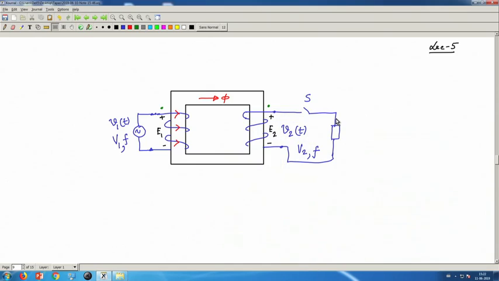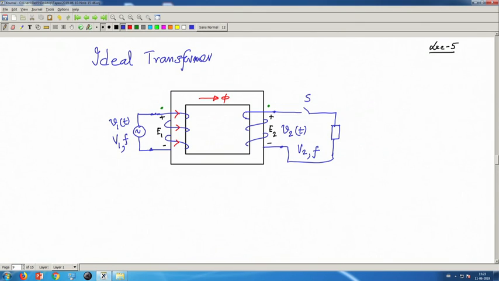Welcome to lecture 5 on Electrical Machines 1, where we were discussing transformers, and in fact ideal transformers. An ideal transformer is one where the magnetizing current required is vanishingly small. There is no winding resistance, and there is no leakage flux.